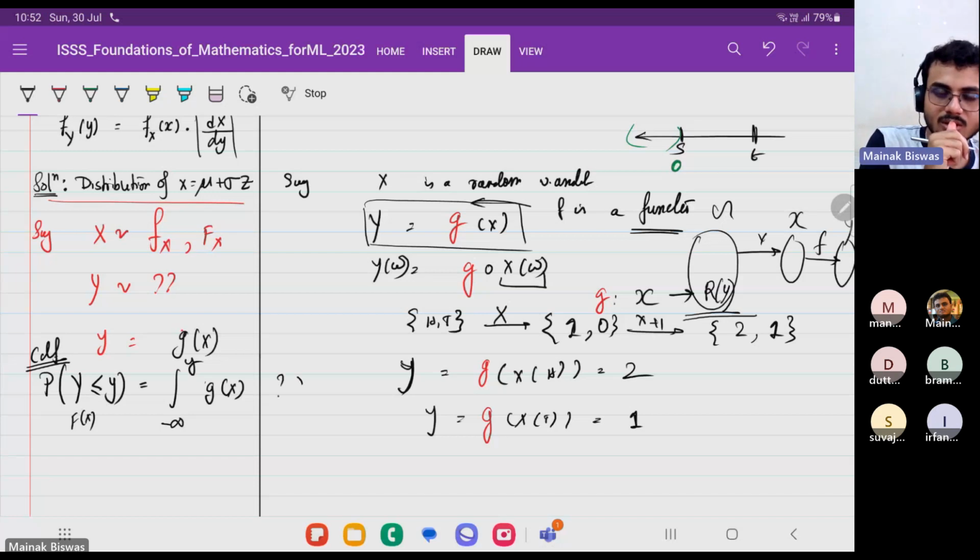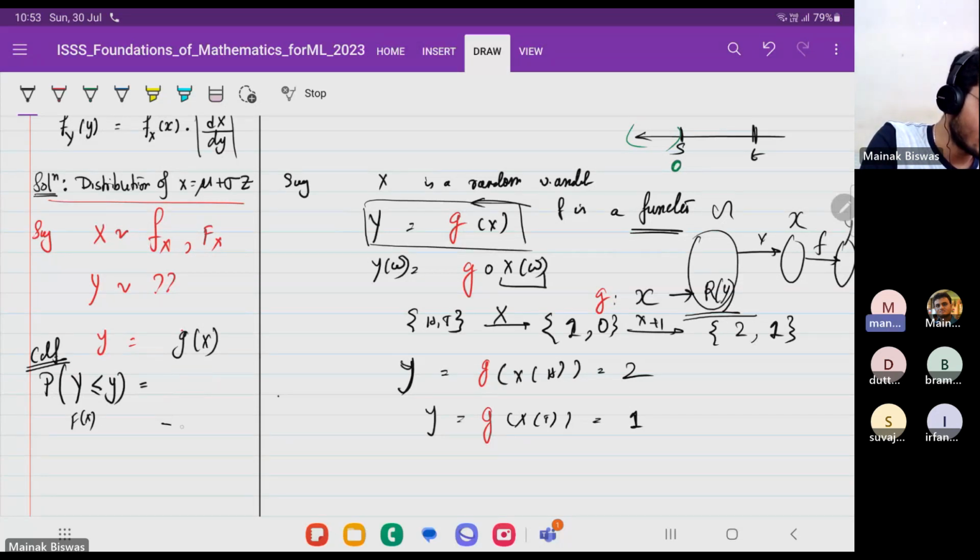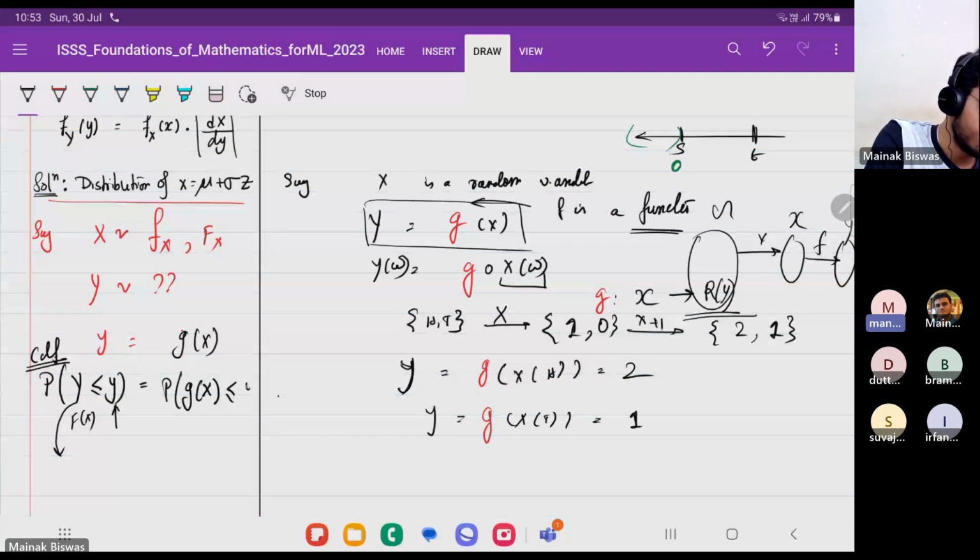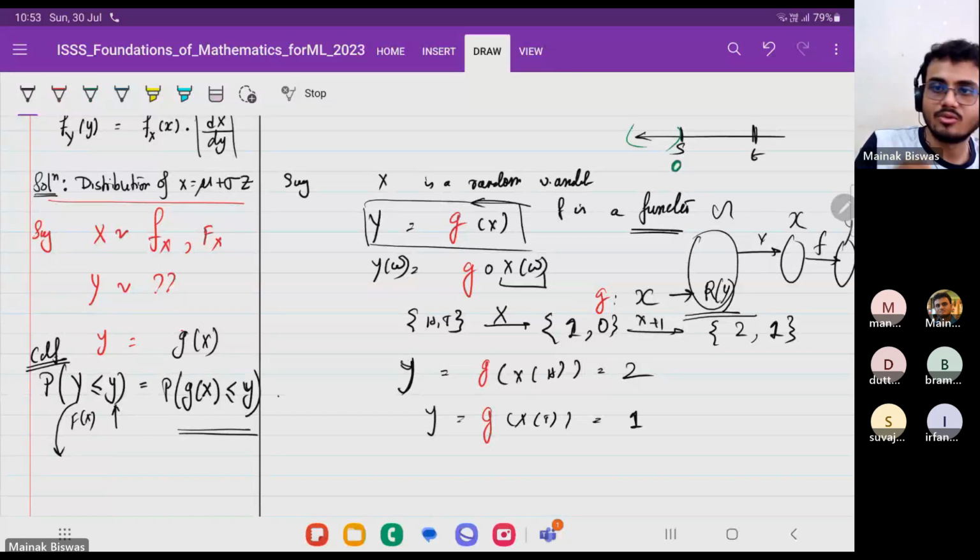g(x) is not a distribution. Can we write that as P of capital Y less than y? Y is the random variable, and small y is a fixed number. Capital Y is equal to g of capital X, so this can be written as P of g of X less than y. This is the general way of doing the sum. If you are told to do a general sum, you can do it this way.